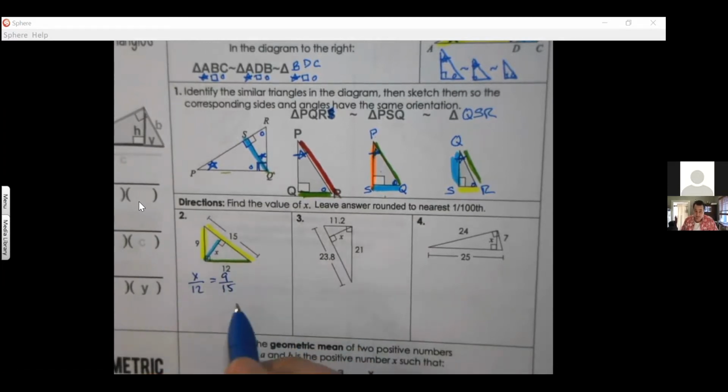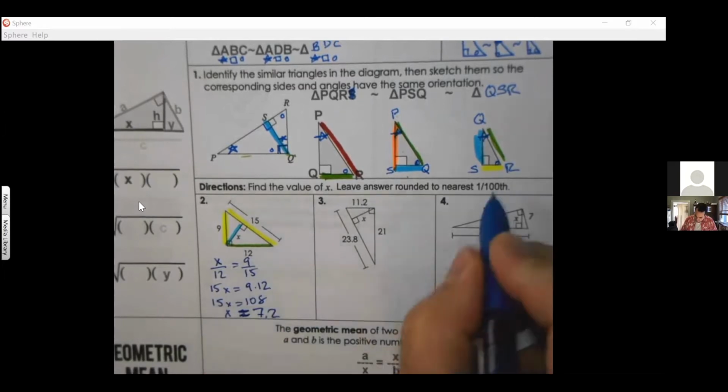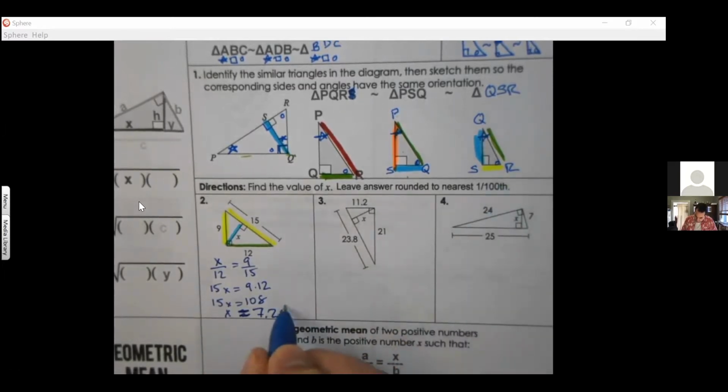Once I get it set up, that's the hardest part. Once I get it set up, I can cross multiply. 15x equals 9 times 12. 15x equals 108. X is equal to 108 divided by 15. 108 divided by 15 is exactly equal to 7.2, but because it asks for the nearest hundredth, I'll call it 7.20.